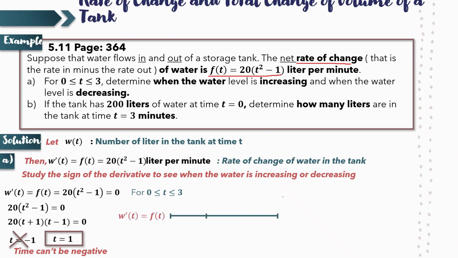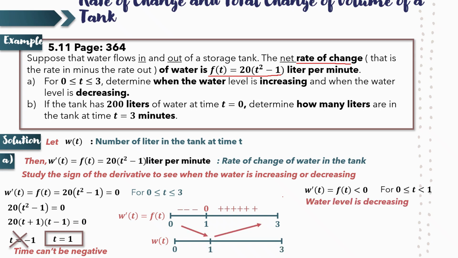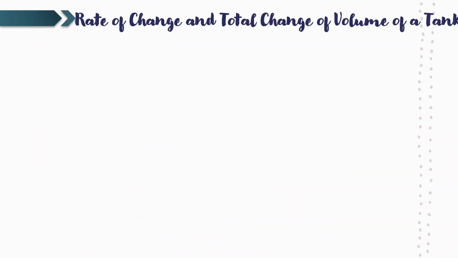Now let's set up the number line. The interval is already given as 0 to 3, and in between we include the critical number 1. Let's find a number between 0 and 1, let it be half, and between 1 and 3, let it be 2. When we substitute it in the first derivative, we get negative in the first half and positive in the second half. So it's decreasing in the first half and increasing in the second half. So the decreasing interval is from 0 to 1 and the increasing interval is from 1 to 3. Here we go with the second question.